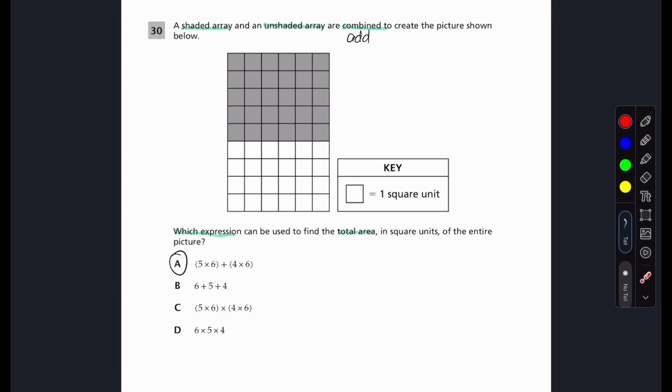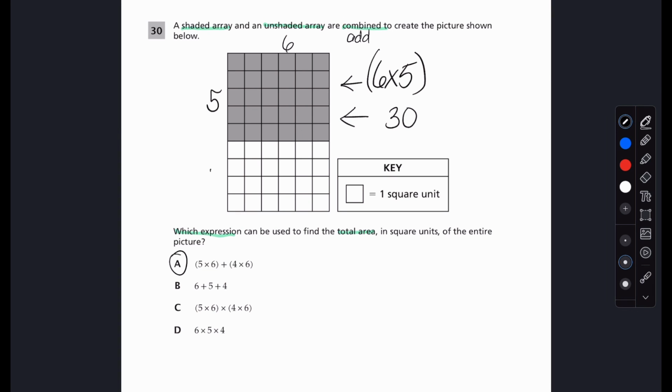So we're going to start with this shaded part of the array. How can I represent this? One way is I could just count all of them again, but remember I'm talking arrays, so I'm probably going to use 2 dimensions, my length and my width. Here I have 1, 2, 3, 4, 5. Here I have 1, 2, 3, 4, 5, 6. So I could represent the shaded part as 6 times 5. And I could represent it as just 30. Both of those are equivalent.